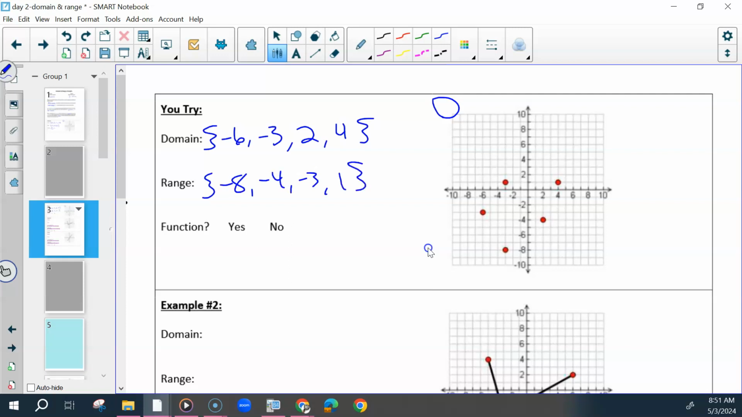-8, -4, -3, and then 1. Yes. Is this a function? No. It does not pass the vertical line test. Right. So that's how we write the domain and range of a discrete function.